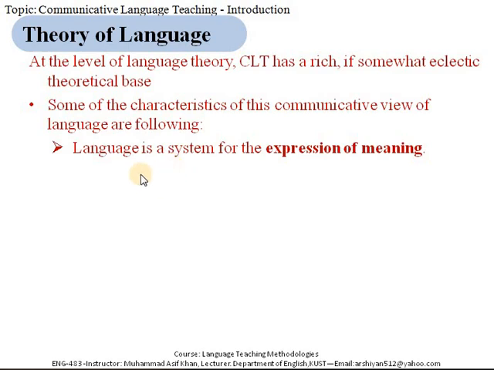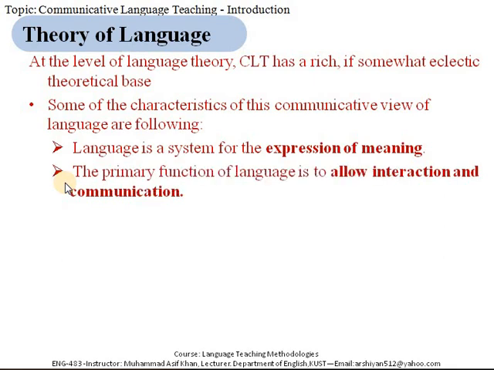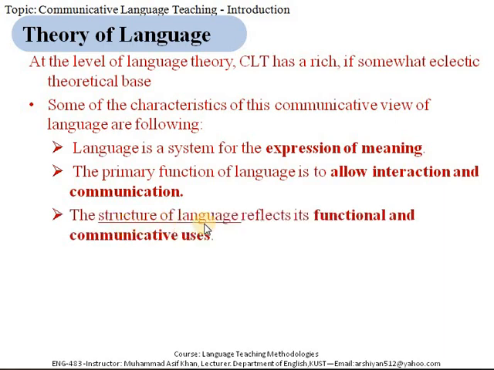The second important characteristic of the communicative view of language is that the primary function of language is to allow interaction and communication. So the most important thing for these theorists was that function of language that is connected to interaction and communication. And they believe that the structure of language basically represents the functional and communicative uses.